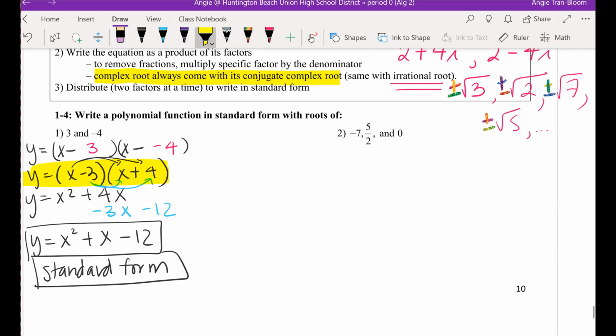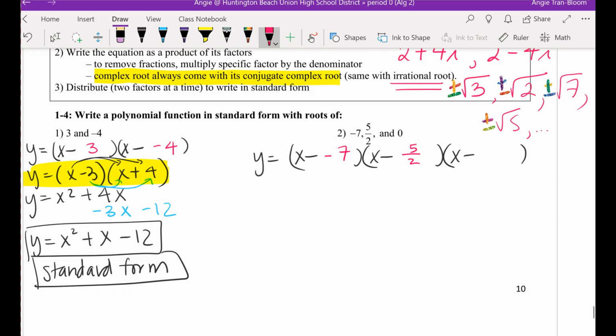Okay. Number 2. How many zeros do you see? 3. How many quantity would you have? 3. Here we go. What do we start with inside the quantity? X minus. Okay. X minus. Always x minus. Now you fill in the zeros. What's the first 0? 0 and -7. What's the next 0? 5/2.